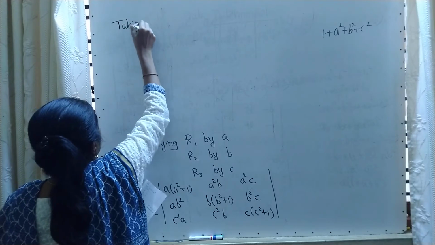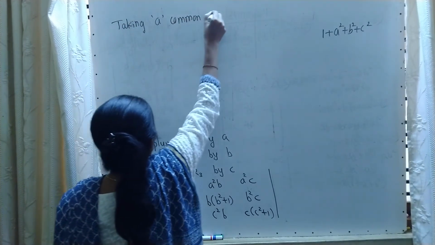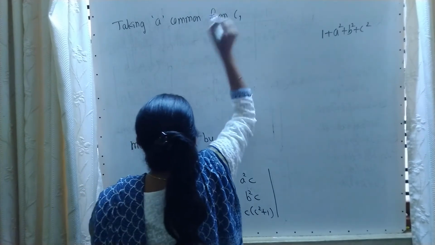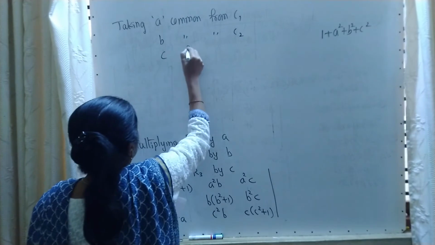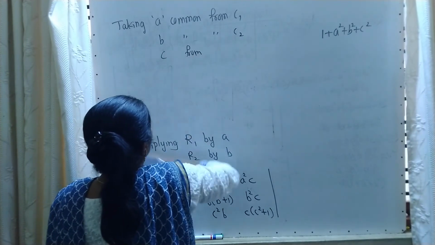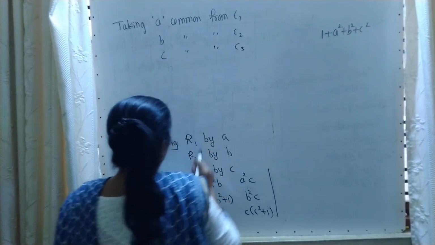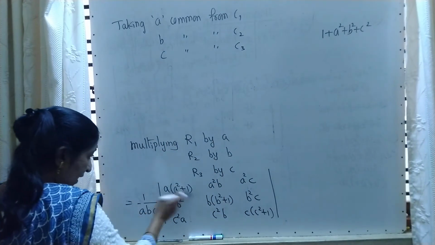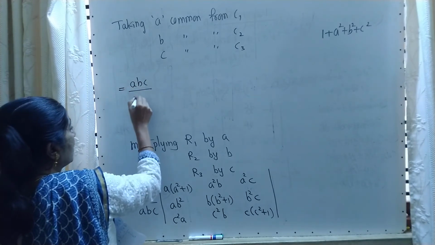Taking A common from C1, B from C2, C common from C3. So already 1 upon ABC, taking common means it comes here. It is ABC upon ABC.